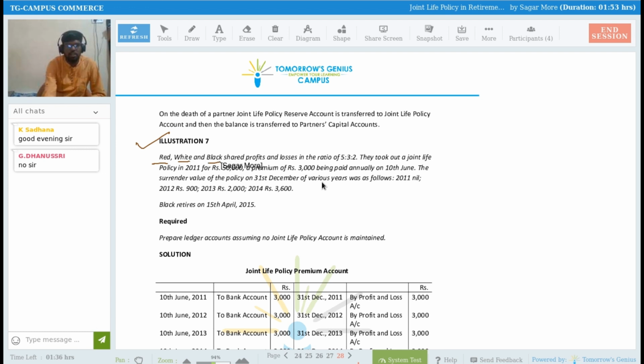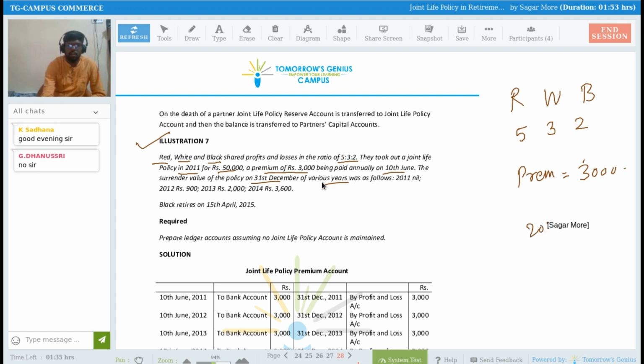Red, white, and black share the profits and losses in the ratio of 5:3:2. They took out a joint life policy in 2011 for rupees 50,000 with a premium of rupees 3,000. So the amount of the policy is 50,000 rupees, and the premium amount is rupees 3,000, being paid annually on the 10th of June. The surrender value of the policy as on 31st of December of various years was as follows.